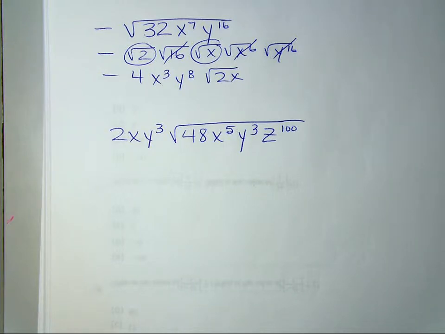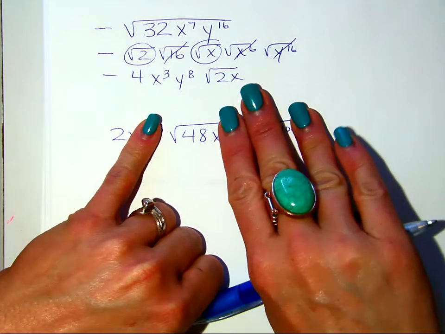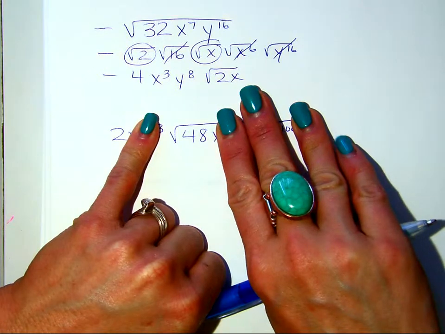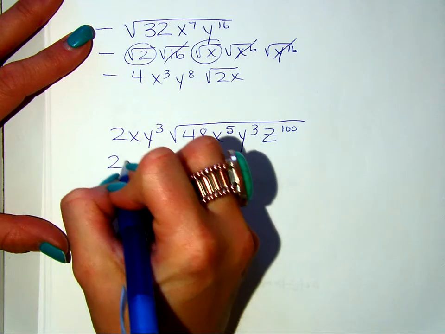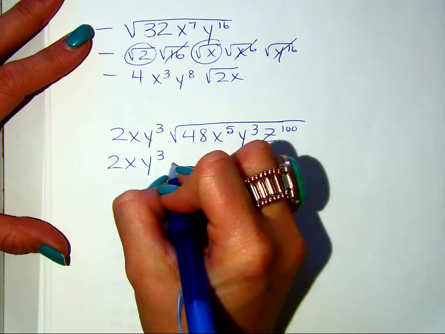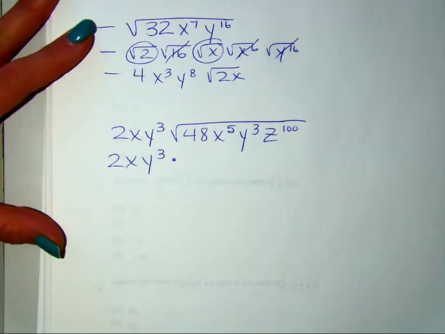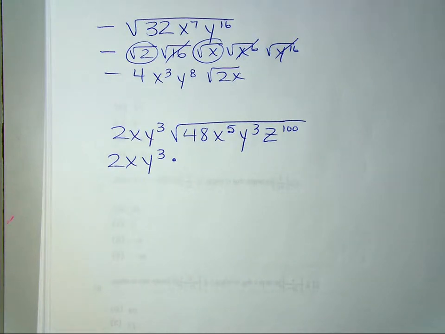If you pretend like none of these x's and y's were there, didn't you do 2 square root of 48? Didn't you just break down 48? But what did you do with whatever you pulled out? You multiplied it by the 2, right? So, look what's going to happen. I'm going to take that 2xy to the 3rd, and it's going to sit and wait patiently because whatever gets pulled out gets multiplied by that 2xy to the 3rd.